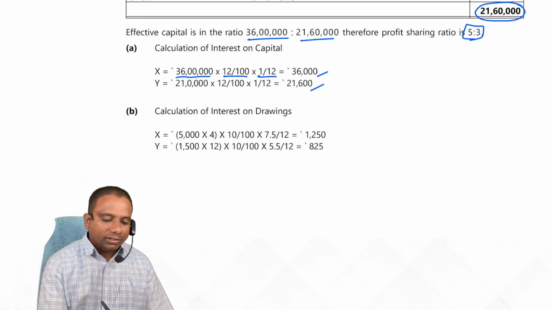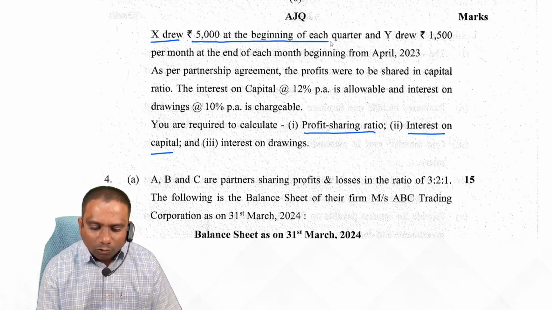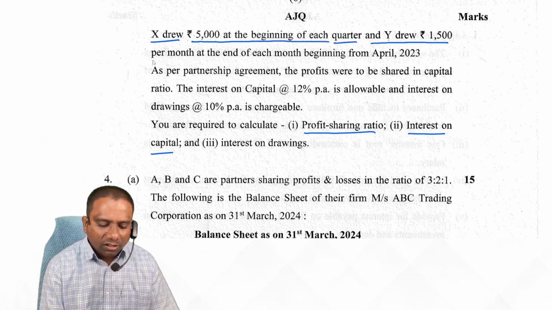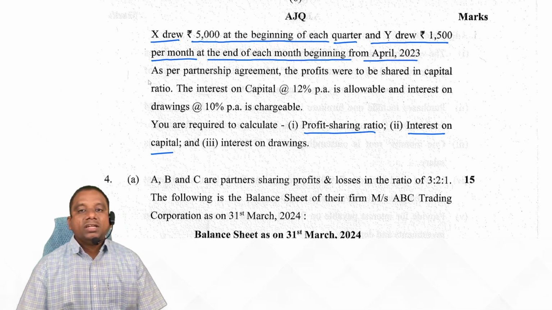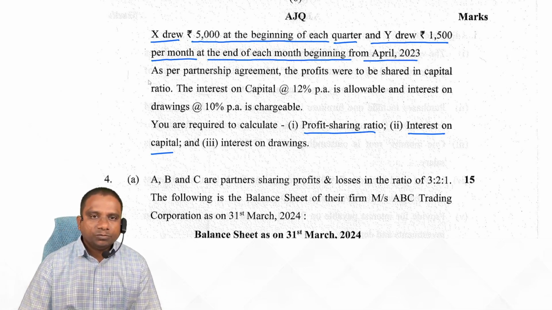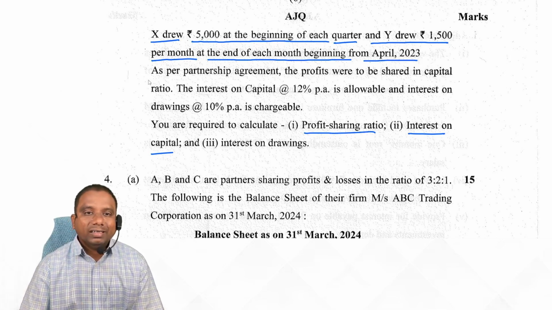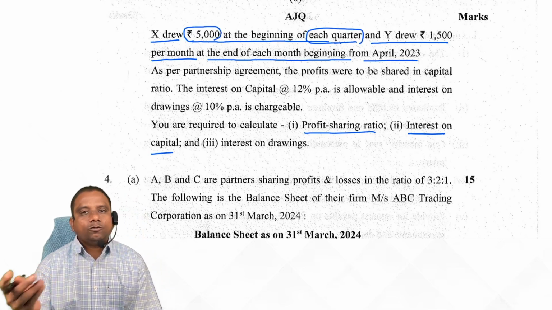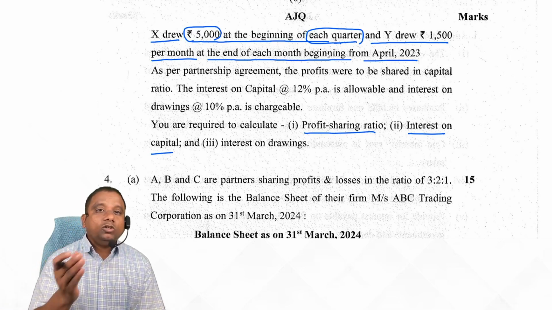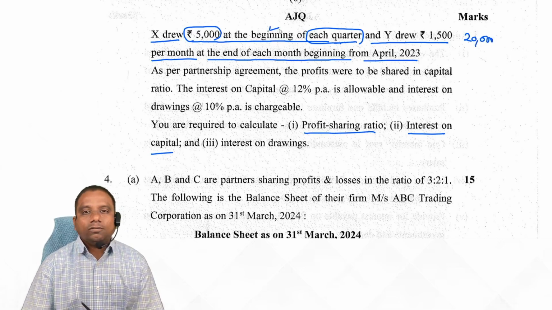Next one, interest on drawings. Observe. X drew 5,000 at the beginning of each quarter and Y drew 1,500 per month at the end of each month, beginning from April 2023. See, we have simplified calculations. If any partner is withdrawing a fixed amount in a fixed time interval, then how do we calculate interest? See, X is withdrawing 5,000 at the beginning of each quarter. A year consists of 4 quarters. So 4 into 5,000, he has totally withdrawn 20,000 rupees, withdrawing from the beginning of each quarter.